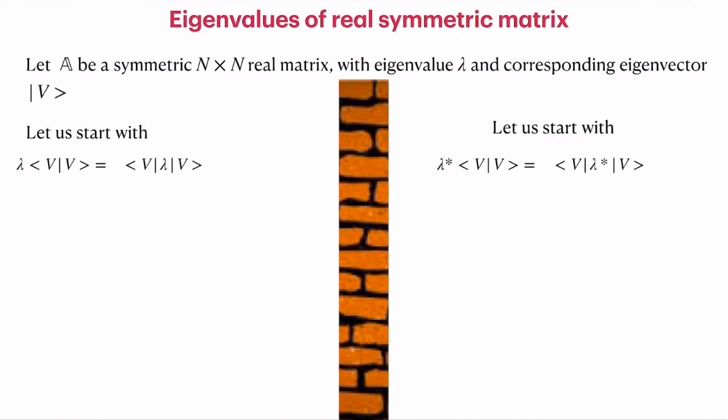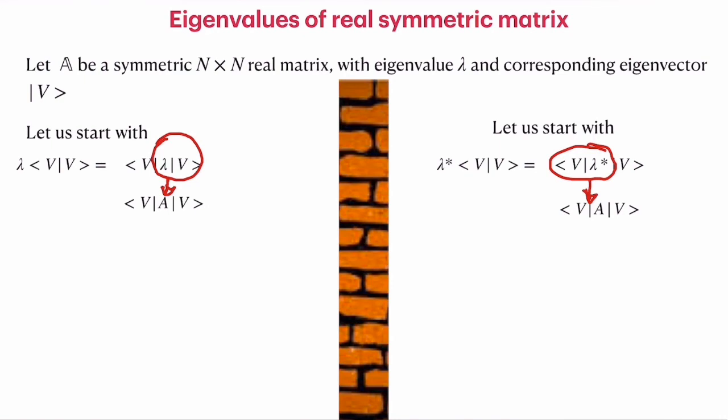We can absorb lambda inside because it is a scalar on either side of the wall. Now these two together give A, because A has lambda as an eigenvalue and V as an eigenvector, and this expression leads to this. On the other hand, this expression here leads to A, because for the bra vector, lambda star is the eigenvalue of the matrix A. So once we have this, we have the same expression across the wall.